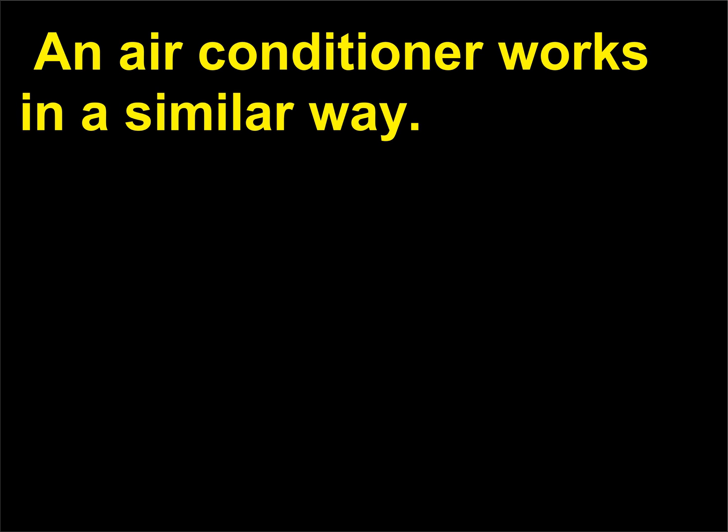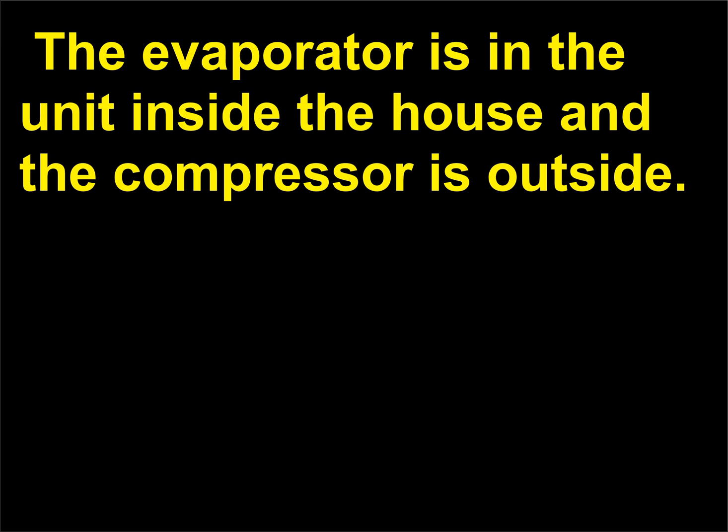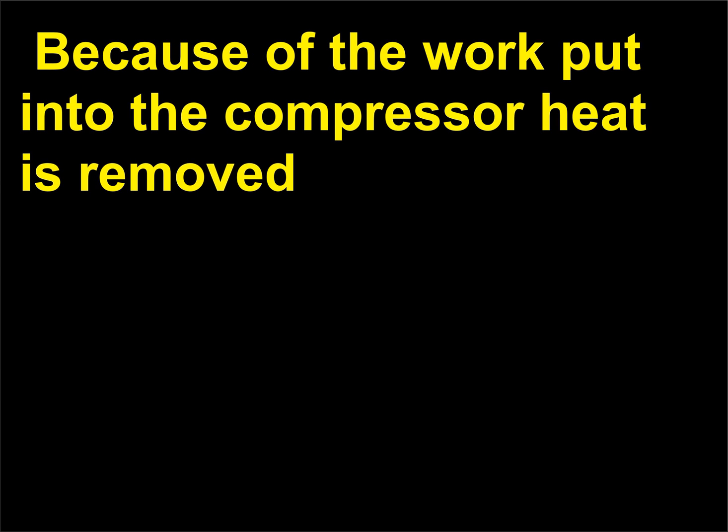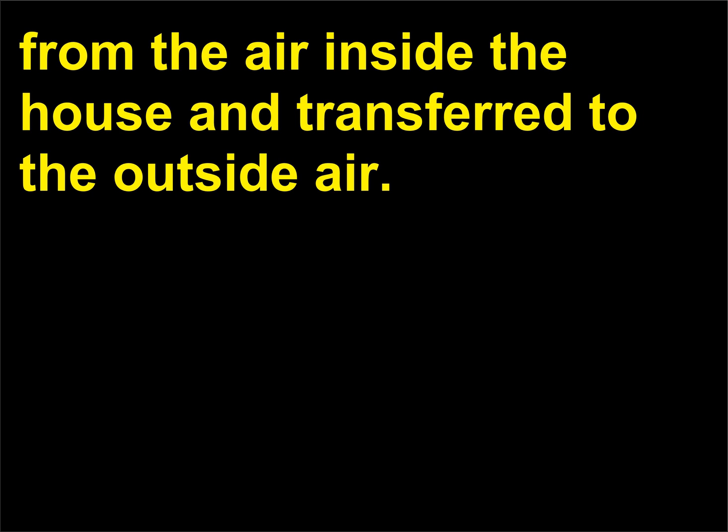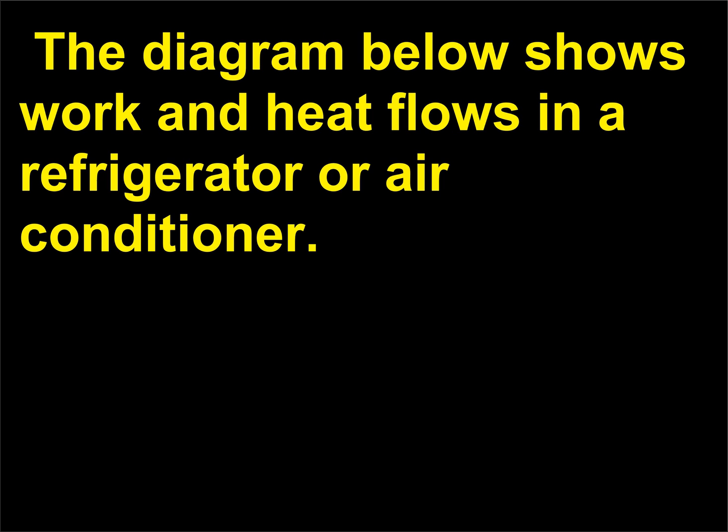An air conditioner works in a similar way. The evaporator is in the unit inside the house and the compressor is outside. Because of the work put into the compressor, heat is removed from the air inside the house and transferred to the outside air. The diagram below shows work and heat flows in a refrigerator or air conditioner.